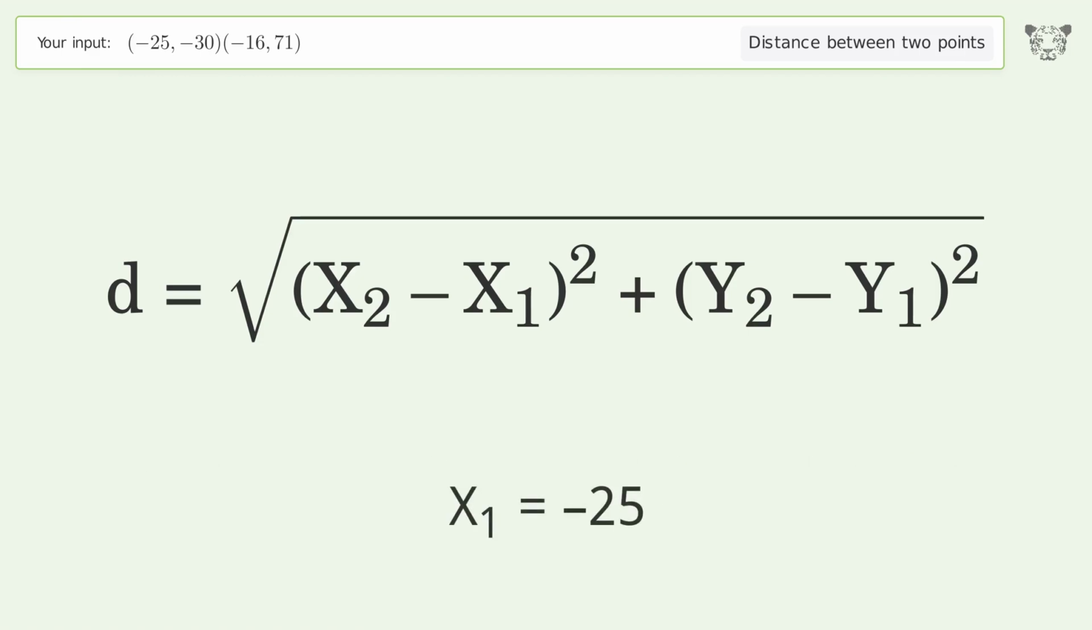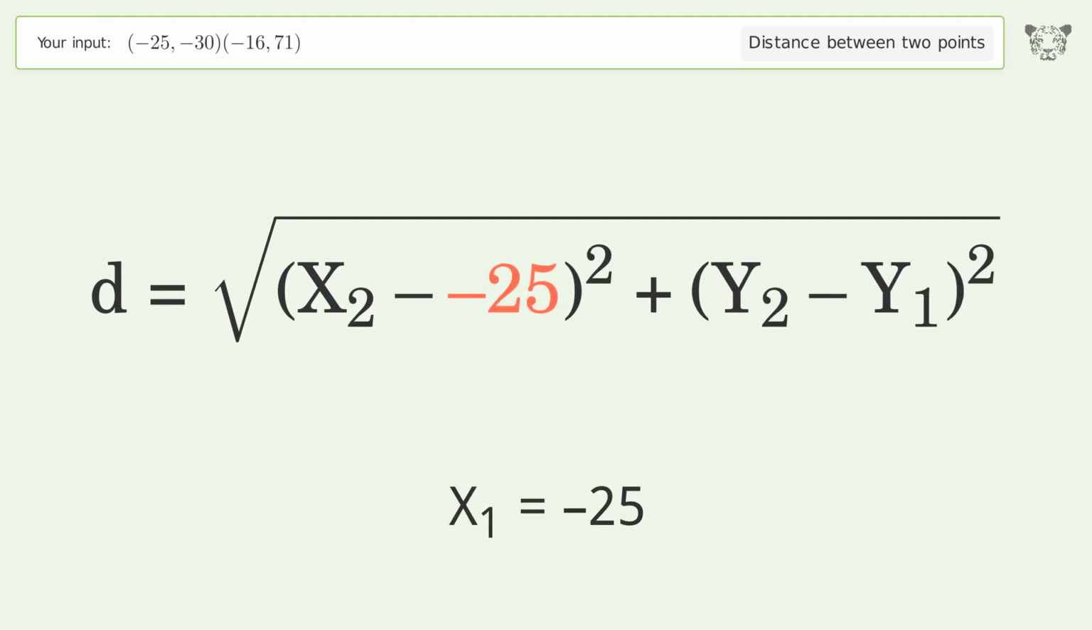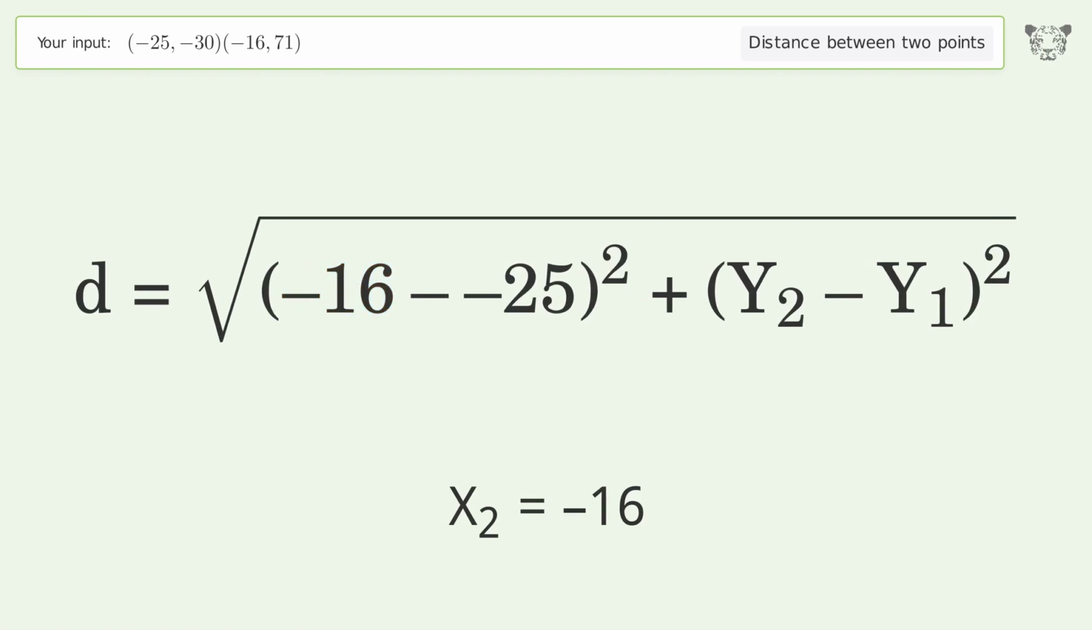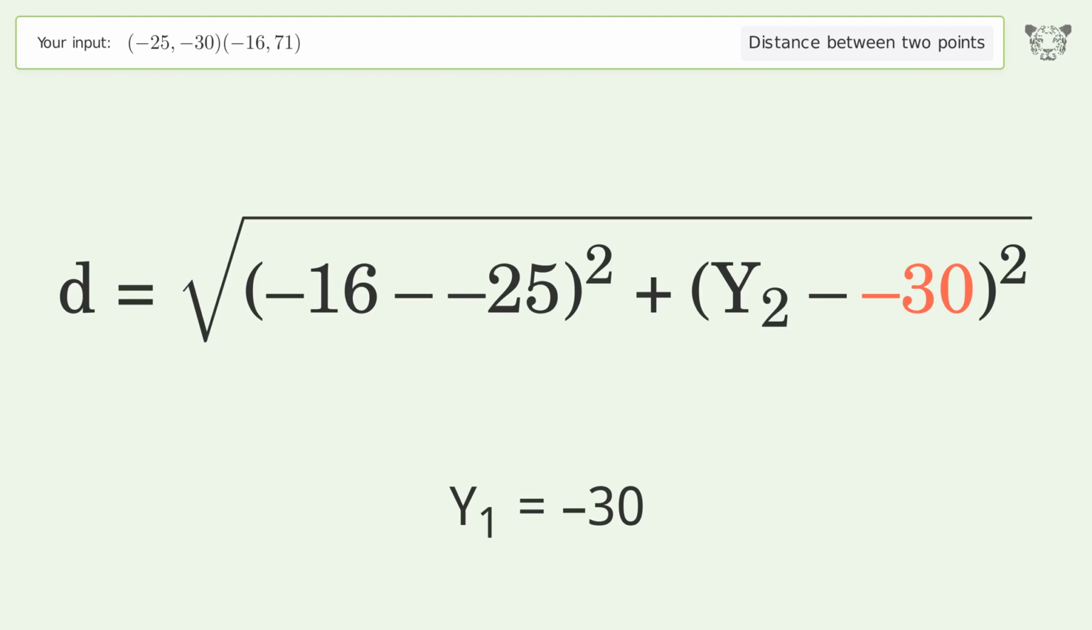x1 equals -25. x2 equals -16. y1 equals -30. y2 equals 71.